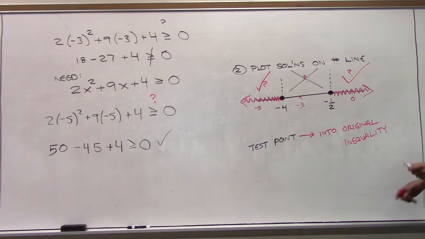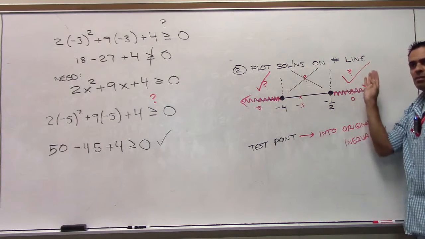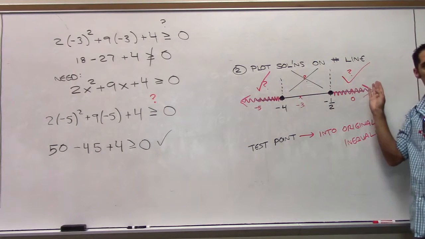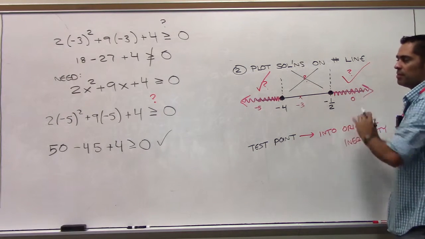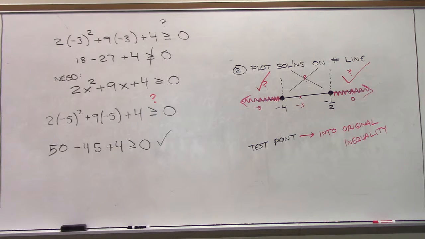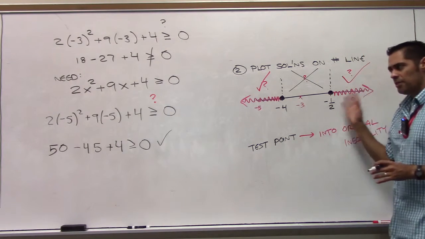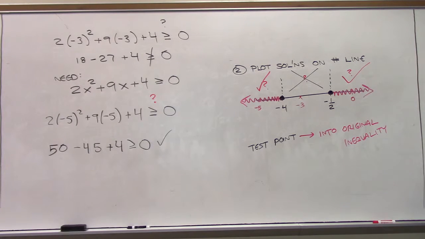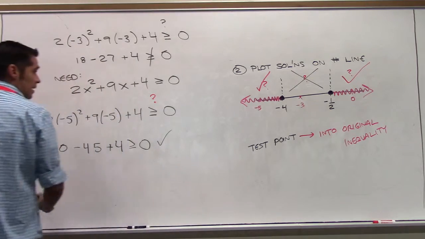Now with quadratic inequalities, it usually alternates, like yes, no, yes, or no, yes, no. But we want to get into a habit of checking each region, because if it wasn't quadratic, if it was something like a cubic or 4th degree inequality, you would have to check all the regions. All right, well, how do I write that answer?